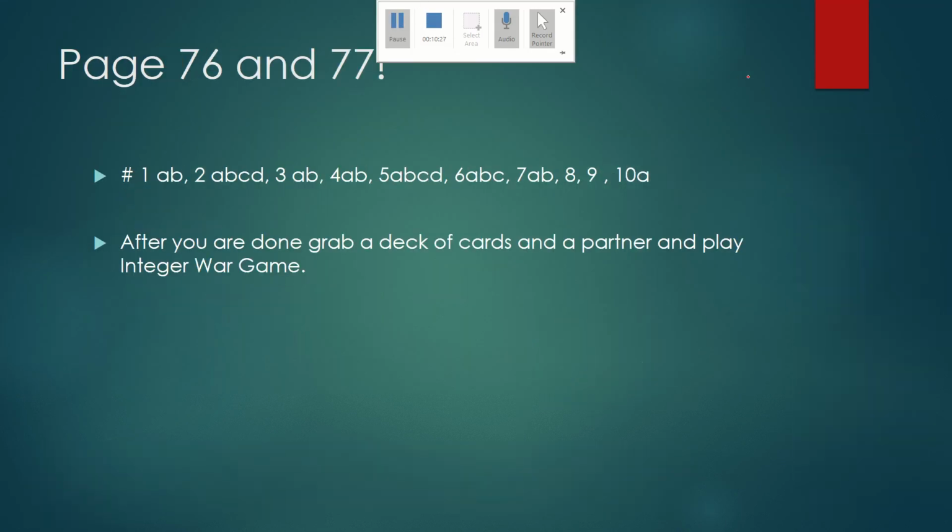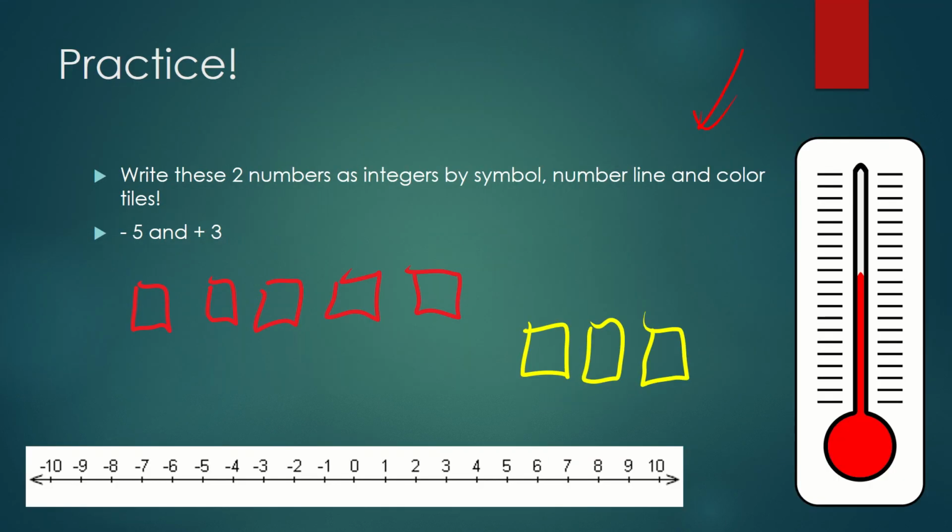Now I'm going to get you guys to practice. Write these two numbers as integers by symbol, number line, and color tiles. I already did the color tiles because we can't change color during my PowerPoint. Remember, red is negative and yellow is positive. Here we have 1, 2, 3, 4, 5, so I have 5 negative tiles. This represents negative 5. I have 3 yellow tiles here, so this represents plus 3.